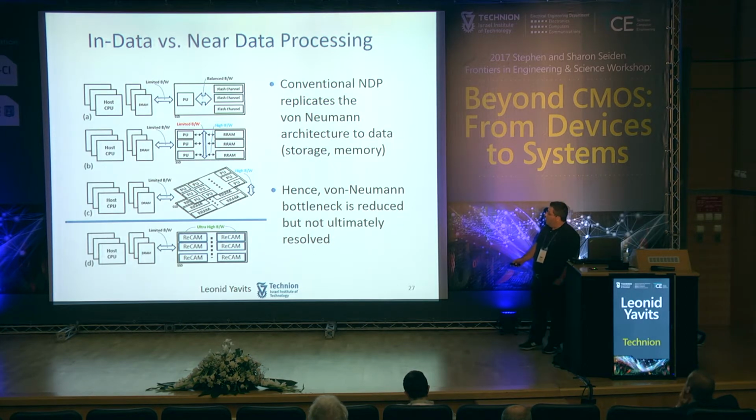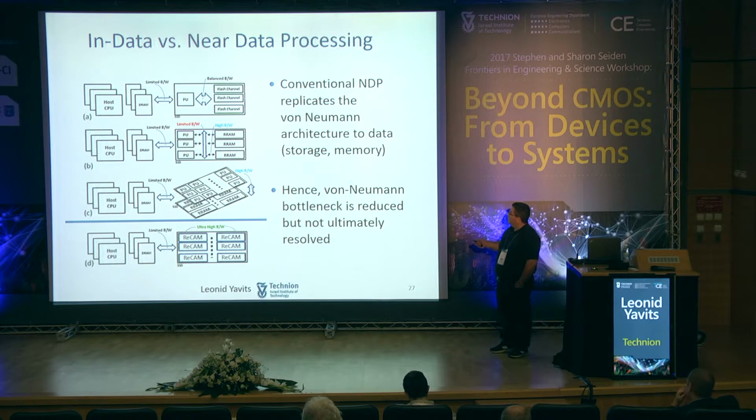To show you where we are relative to other near data processing solutions, I'm showing it on an example of processing and storage. Processing in memory actually uses the same principle. So near data processing, or conventional near data processing, means just copying, replicating a little von Neumann architecture inside a storage or a memory array.